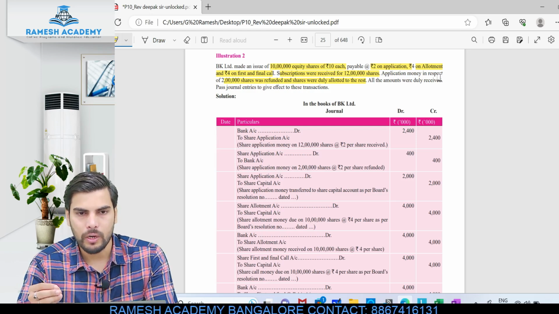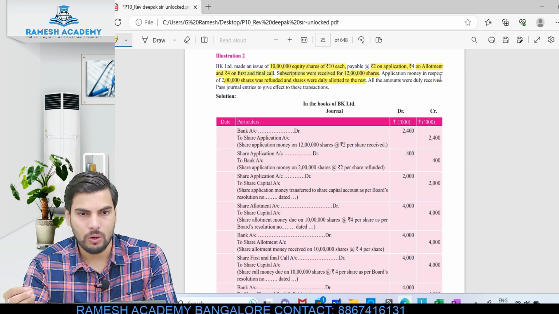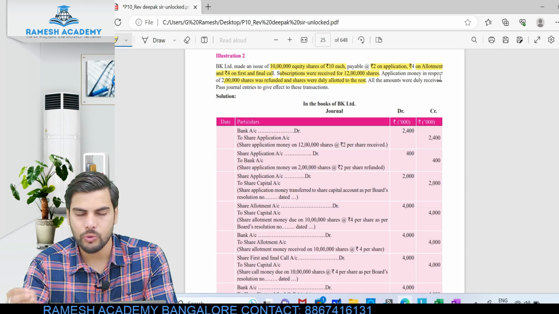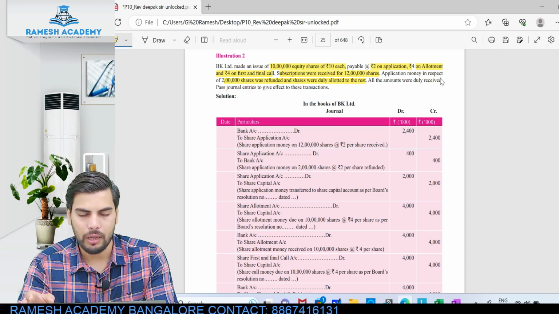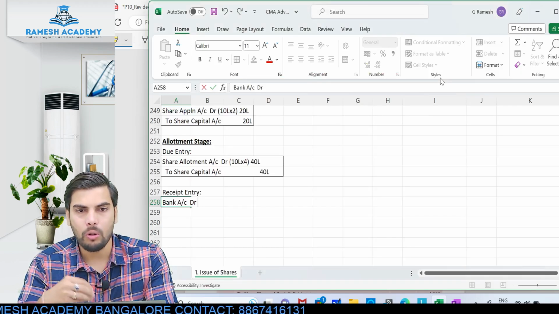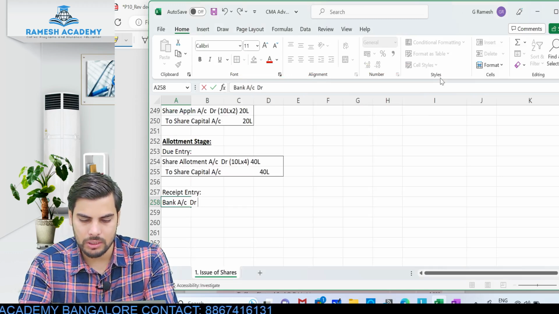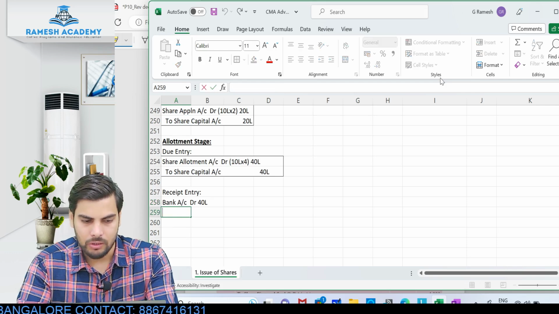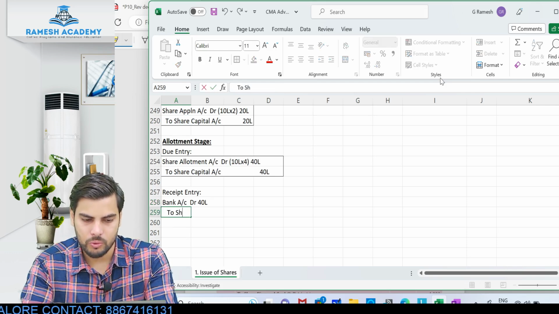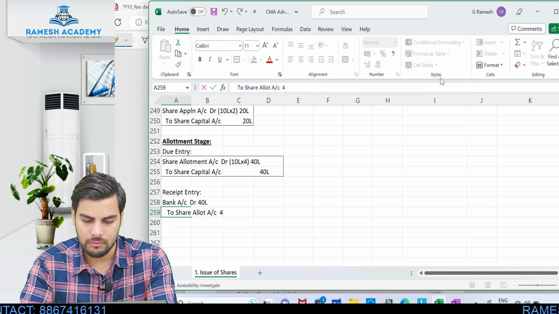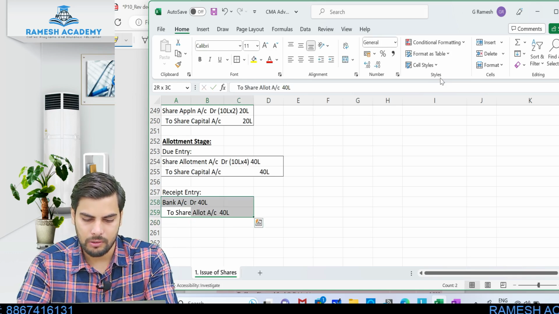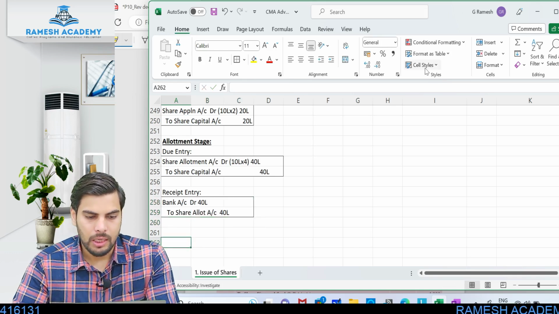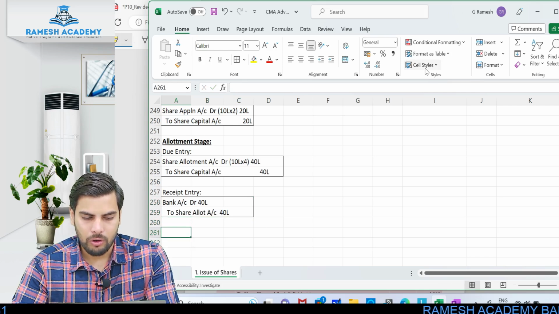Okay, so don't worry when it is calls in arrears or if it is calls in advance, what treatment we are supposed to do. Don't worry as of now. Okay, so here they have clearly mentioned that all the money was duly received. Okay, so this entire 40 lakh pertaining to allotment stage money is received. So bank account debit to share allotment account, 40 lakh. Okay, so this has been received. Now we need to pass the entry for call money stage.